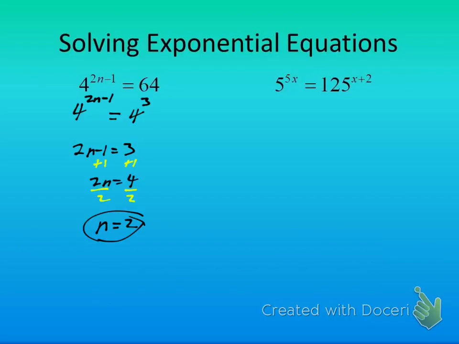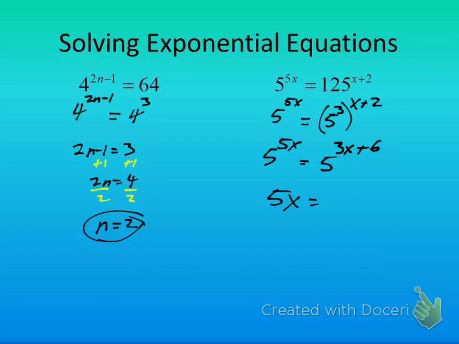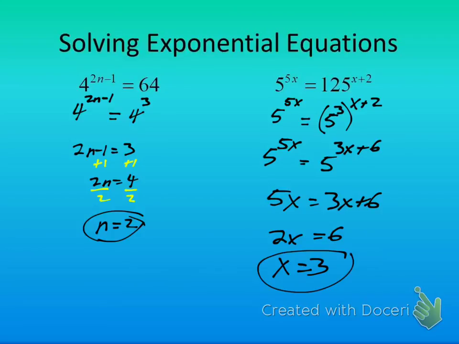Okay, right side. 5 to the 5x. 125 is 5 to the third, to the x plus 2. Distribute the 3. Set equal. Subtract 3. Divide by 2. x equals 3.